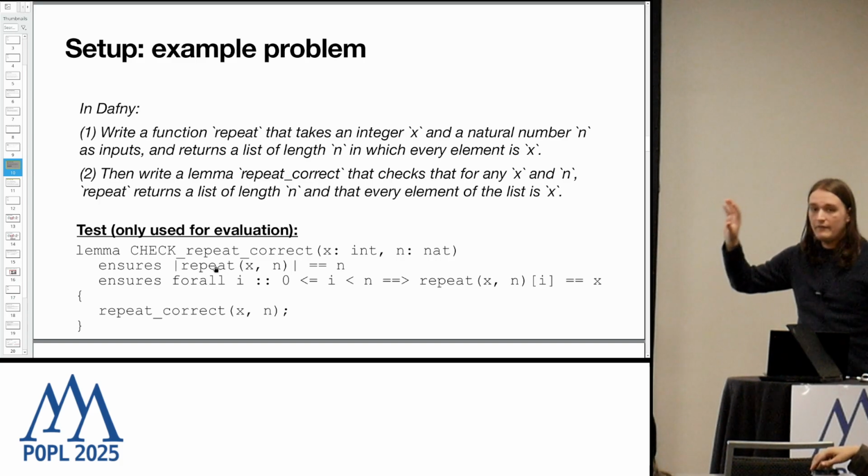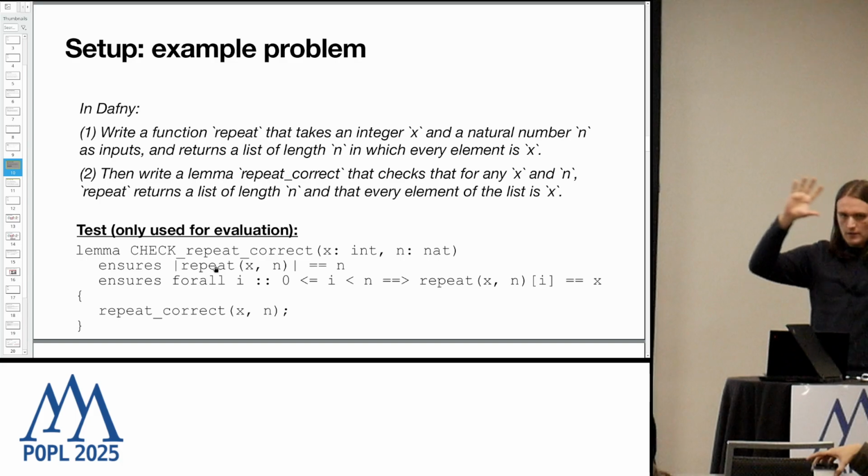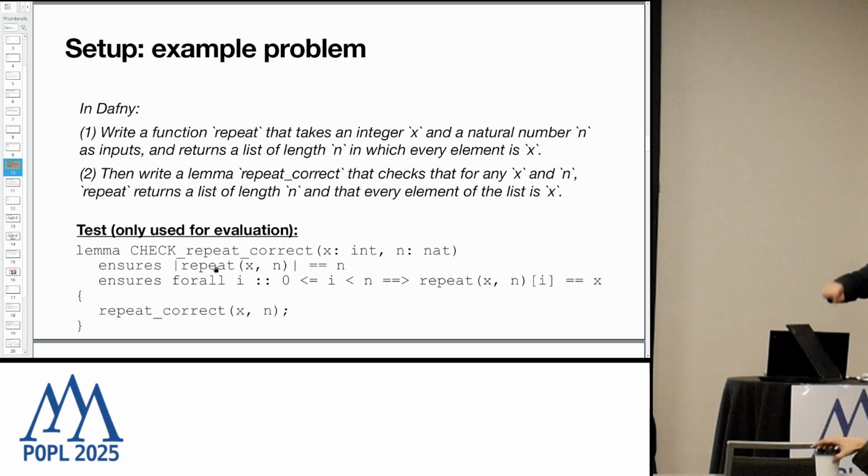Those are not visible to the model at all. The model always sees only the English prompt and the code it's already written. But those are injected after the code that the model has written whenever we call into Dafny.